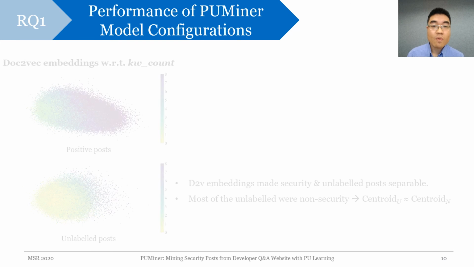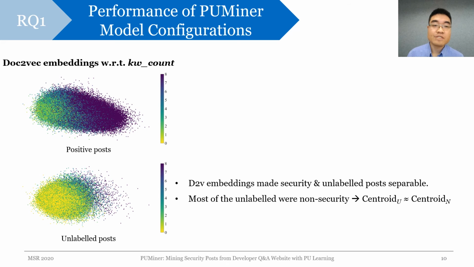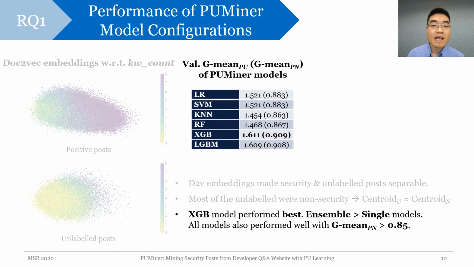In research question 1, we first observed that the Doc2Vec feature embeddings clearly help to distinguish security from negative posts. The visualization of unlabeled posts here indicates that this set mostly contains negative posts, supporting our decision to approximate the negative class with the unlabeled centroid. Next, we find that the XGBoost model obtained the highest G-mean overall. Moreover, every model configuration achieved at least 85% G-mean, which is quite promising for this task.